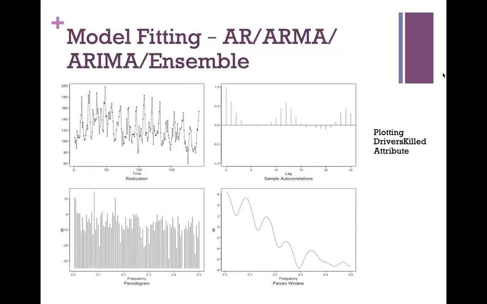So for the model fitting, right here is just a plot of the data without any transformations done to it. The top left is a realization. The top right is the ACF plot, which you can see some sinusoidal behavior there. And then the bottom right is the spectral density plot, which you can see has several peaks, with the top being at 0, but several peaks on the way down. And this is just for the drivers killed attribute.